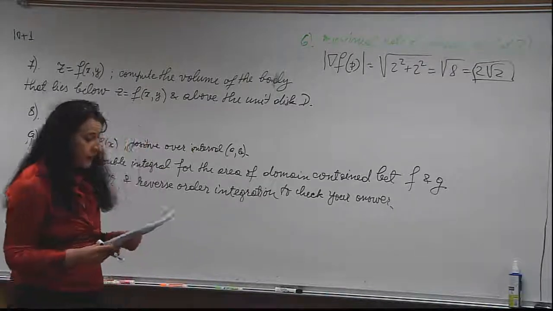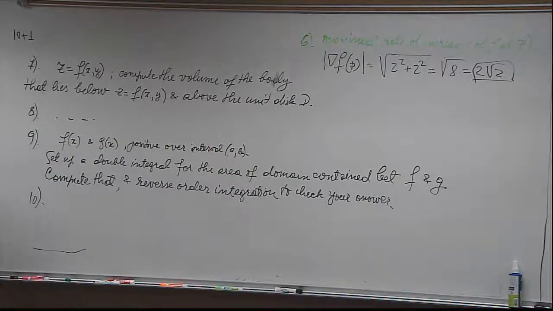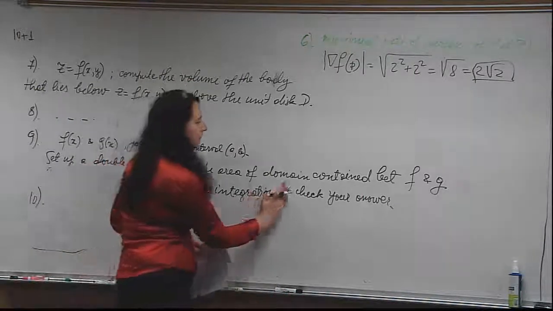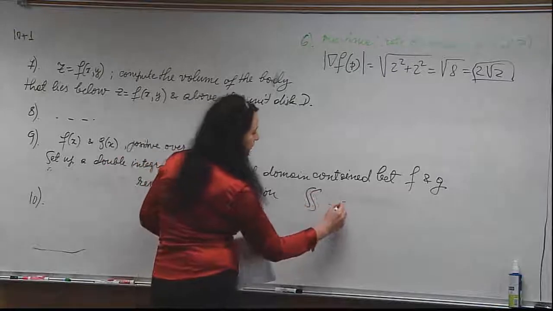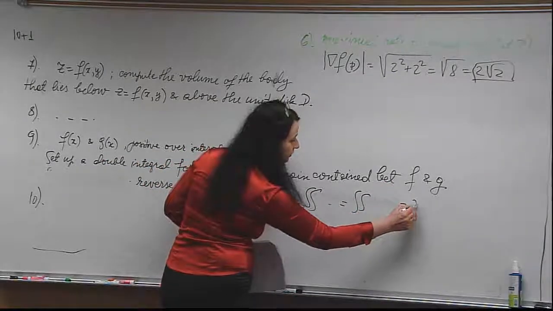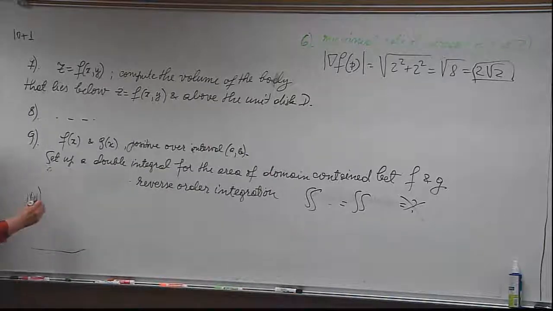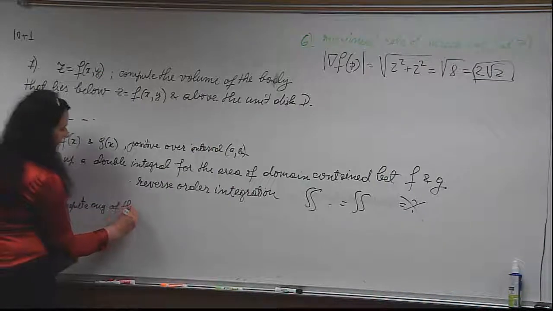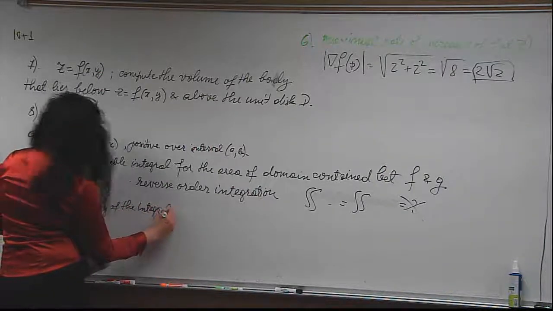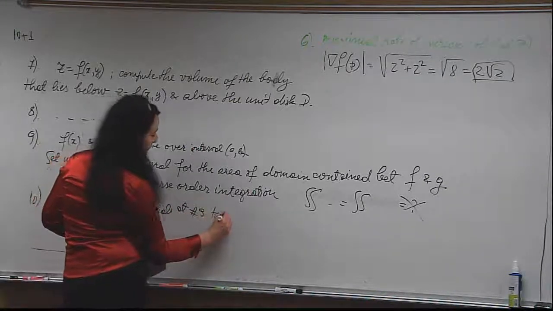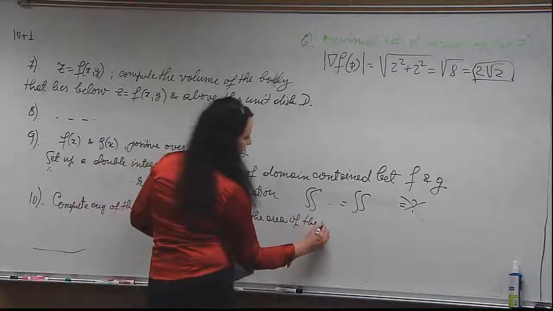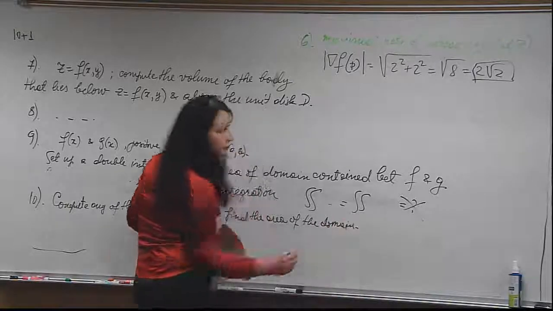Finally, oh no, now 9 I split it because I felt pity for you, so I changed my mind, I just set up the double integral and reverse the order of the integration. So you will have to write integral equals integral, nothing else, no answer, no number. And in 10, actually compute any of the two integrals at number 9 to find the area of the domain. Just like we did last time.